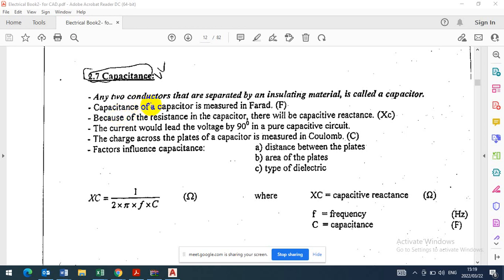So capacitance is all about how much charge is stored in a capacitor. And it is measured in farads, capital F. Because of the resistance in the capacitor, there will be capacitive reactance. That is the resistance in the capacitor. It is called XC, with a small letter c, for capacitance. Capacitance is capital C, and it's measured in farads.